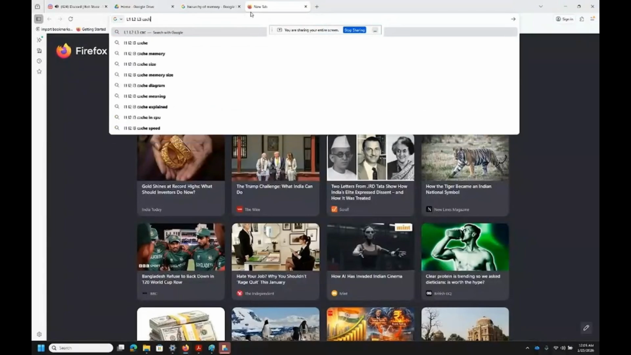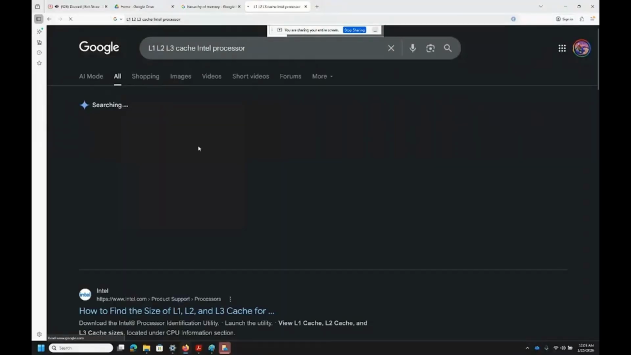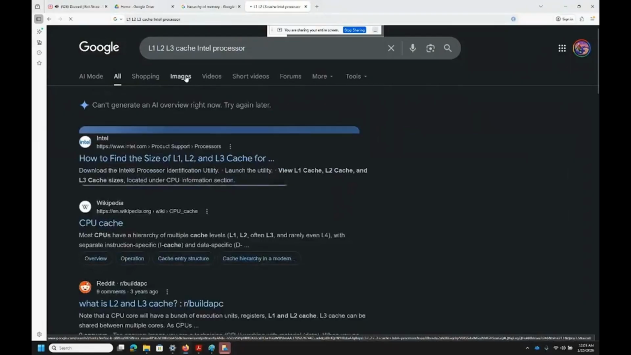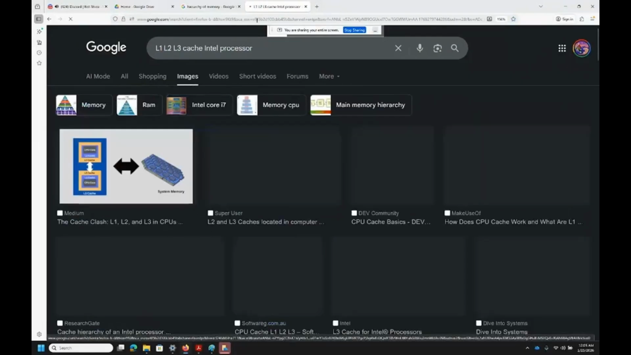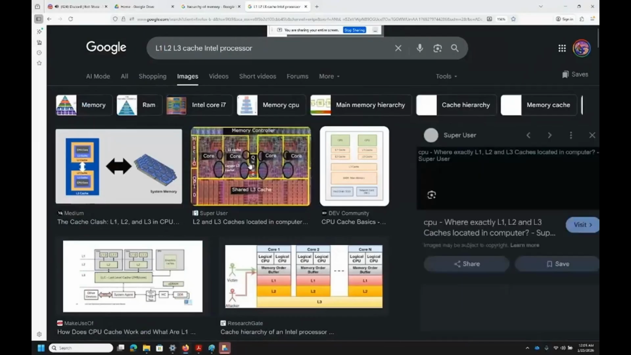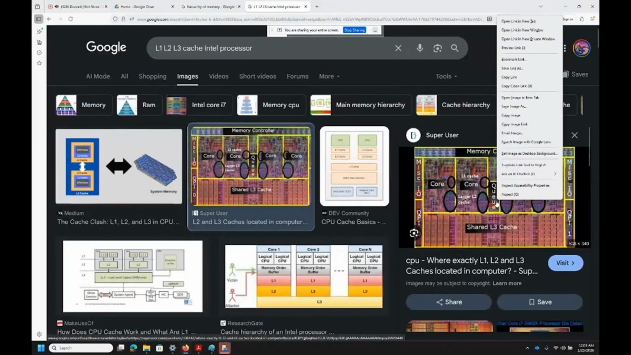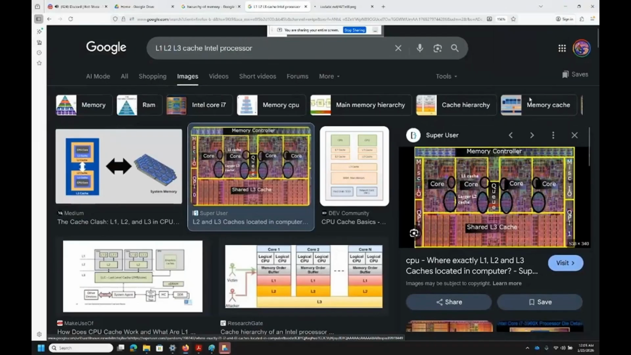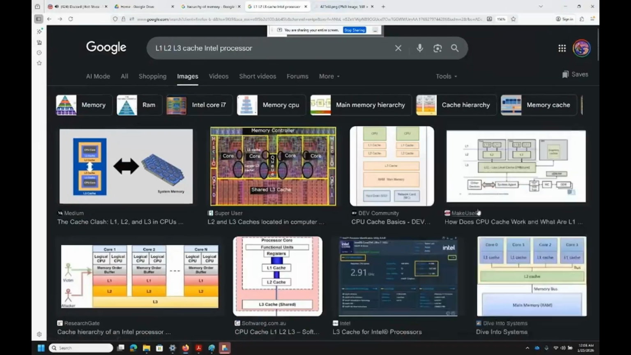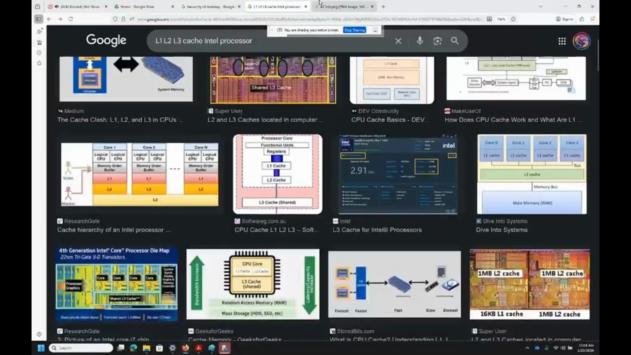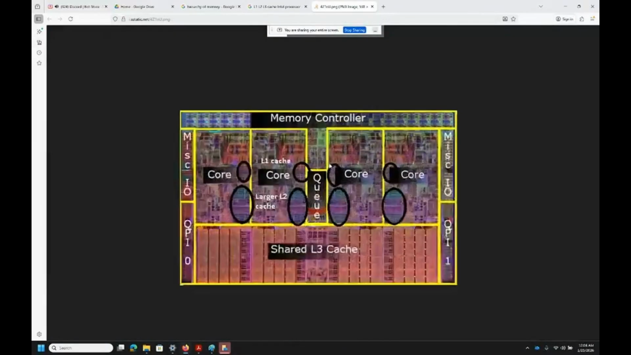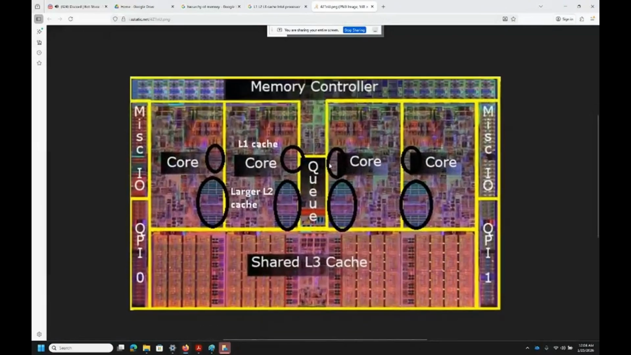L2, L3 cache. Processor. Let's see. I can show you an image of a die here, a CPU die. Let's make that bigger. Open image in new tab. Hopefully, it's a high enough resolution image. Okay, this will do fine. So this is a modern day processor.